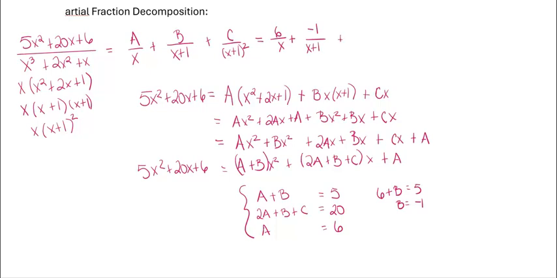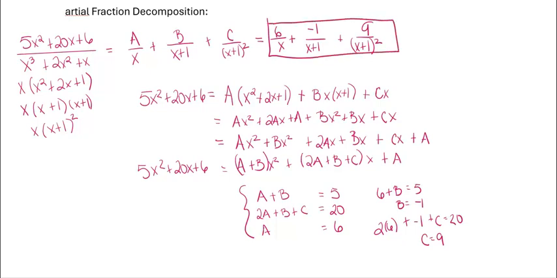And then I'm going to solve for c. So 2 times a, so 2 times 6, plus b, which is -1, plus c equals 20. So when I multiply 2 times 6, I get 12, and I subtract 1, I get 11. And when I subtract 11 from both sides, I get c equals 9. So I've got 9 over x plus 1 squared. Okay, and that's my answer, but before I'm done, I should check it to make sure it works.